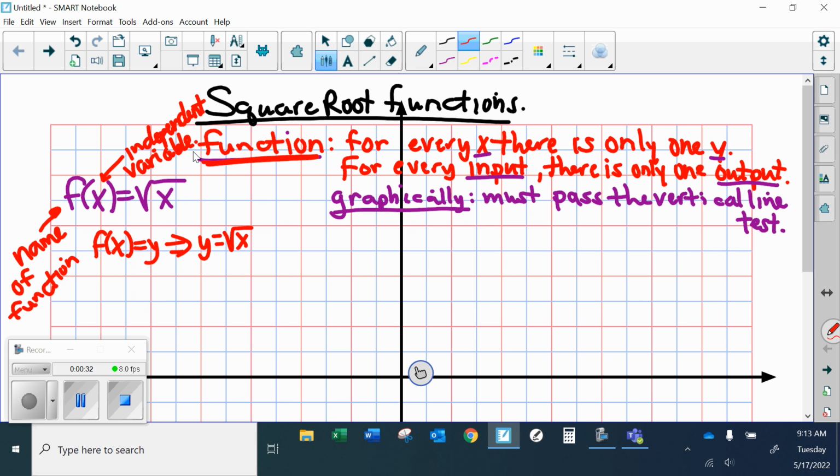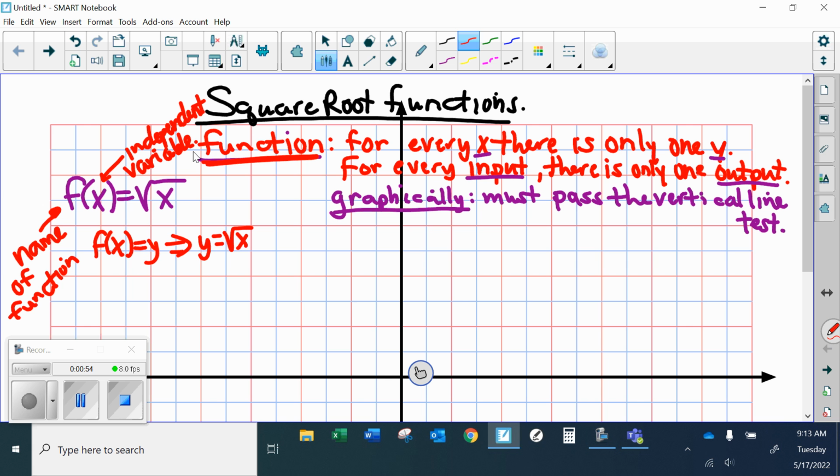Which I then bring up over here when I look at function notation. Graphically, it must pass the vertical line test. The vertical line test says if I draw a vertical line anywhere through the graph, it can only touch that graph in one spot. If it touches more than once, it fails the vertical line test, which means that for every x, there's at least two y's, and that breaks the definition of a function.